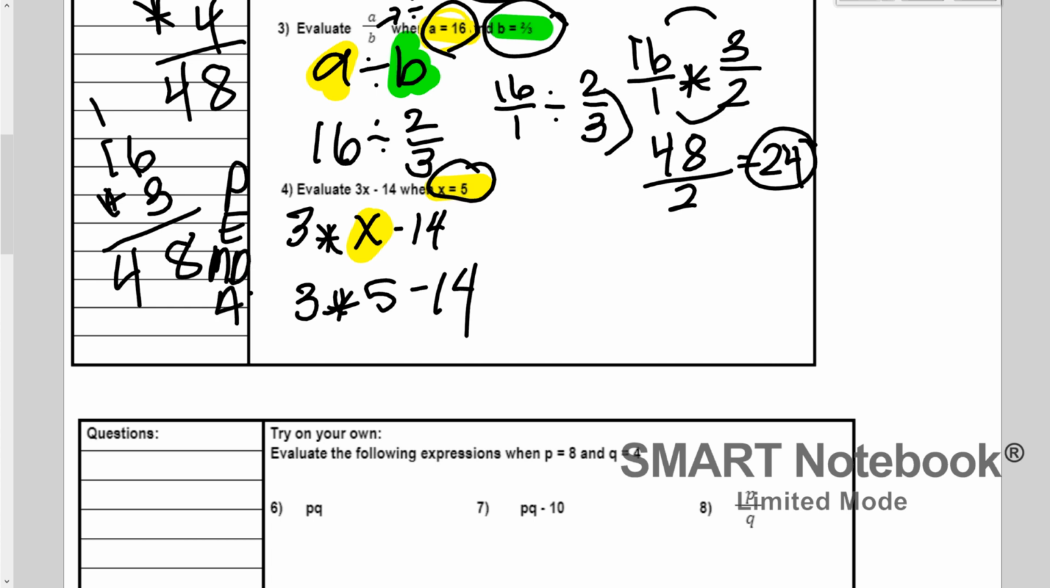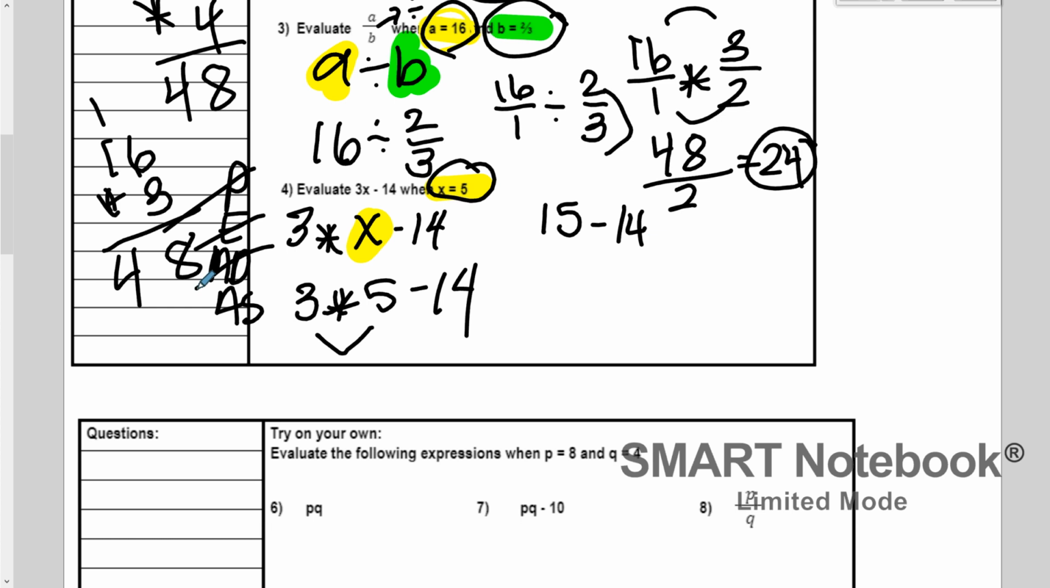Order of operations. Do we have any parentheses? Nope. Exponents? Nope. Multiplication or division? Yes. We've got multiplication, so first we do 3 times 5, which is 15, and I'm just going to bring it up over here because I ran out of room. And then I copy down everything I haven't done yet, which is my minus 14.